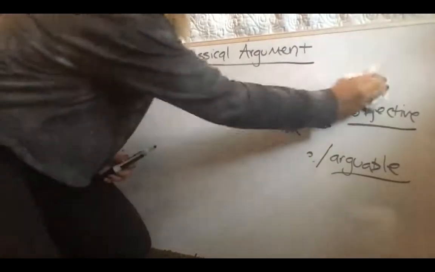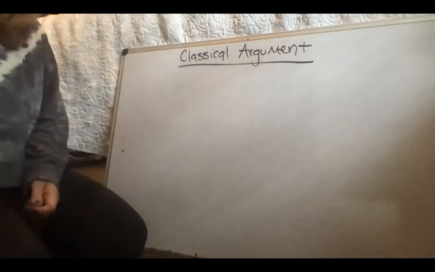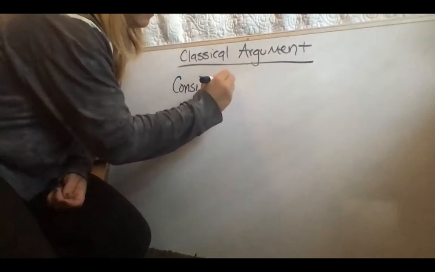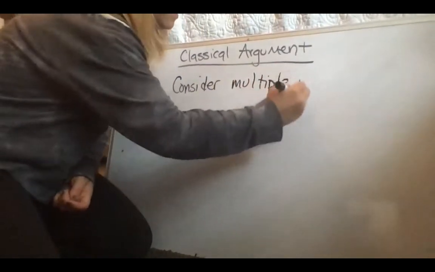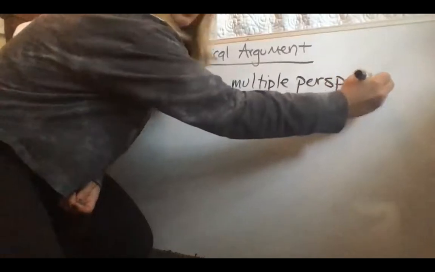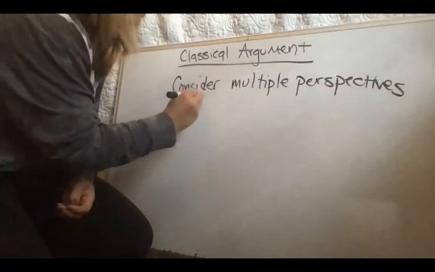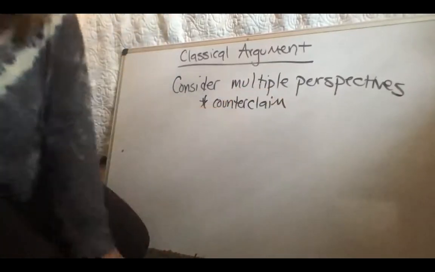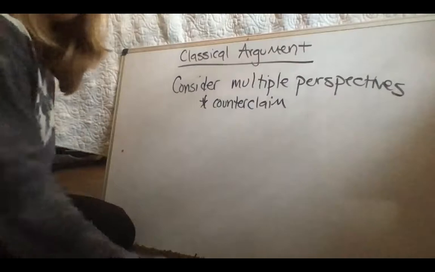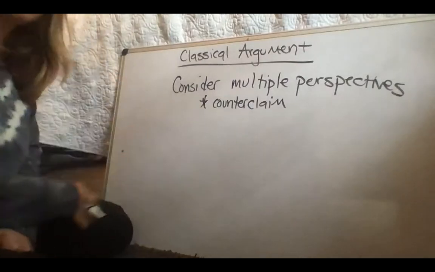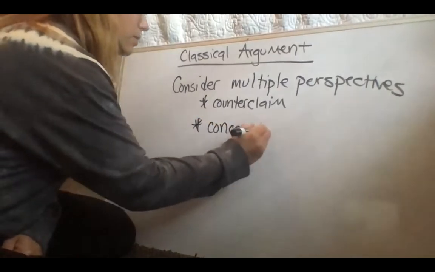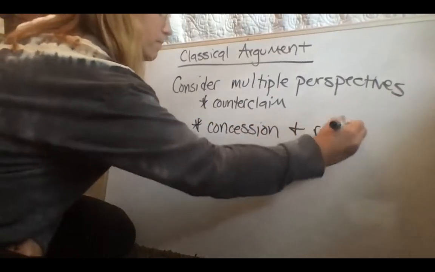Okay, what else does an argument need? Remember, an argument has to consider multiple perspectives. For some of you, if you're more comfortable with the word counterclaim, that's fine. So counterclaim. A counterclaim does often suggest sort of a pro-con or like one opposing view. I like to refer to this, and in the classical scheme, it's referred to as concession and refutation.